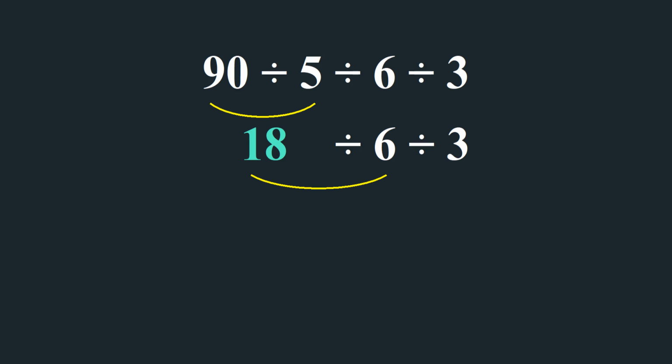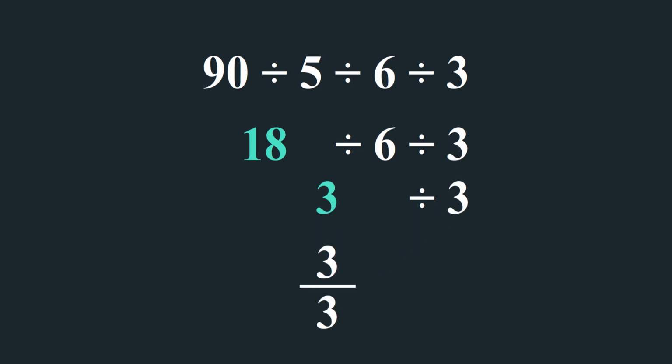18 divided by 6 is just 3. So 3 divided by 3 can be written as 3 over 3, which equals 1. This is our final answer to this problem.